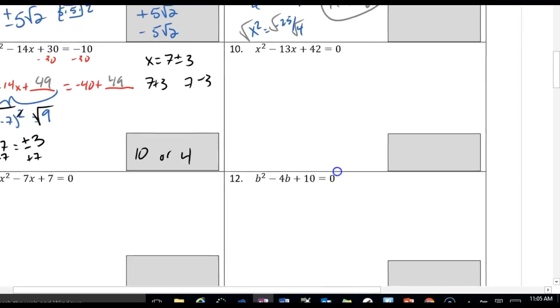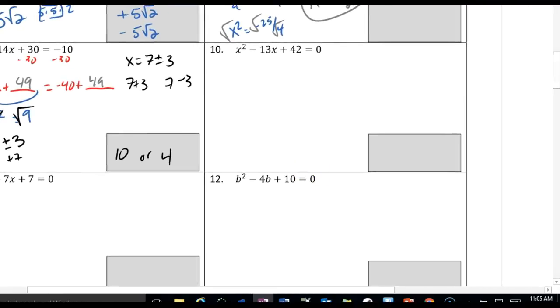Now, in number 10 here, we can't do the same method we talked about because A is 1, yes, but B is not an even number. So what I want to try here then is I'm going to see, hey, is this factorable? So I'm going to try figuring out what numbers multiply to 42 and add up to negative 13. You want to just give yourself a second and say, hey, what numbers can multiply to 42 but add up to negative 13?